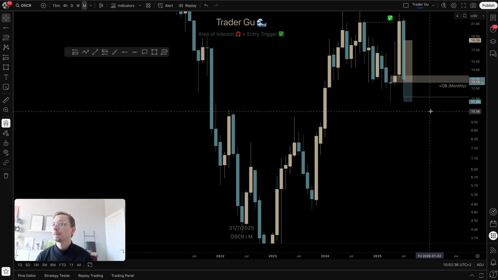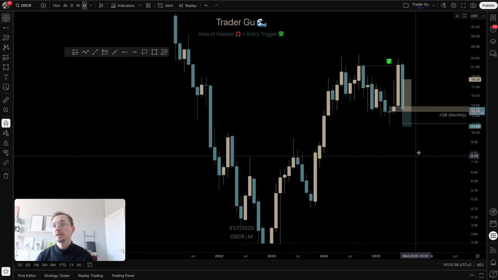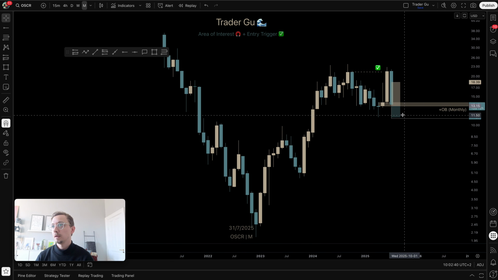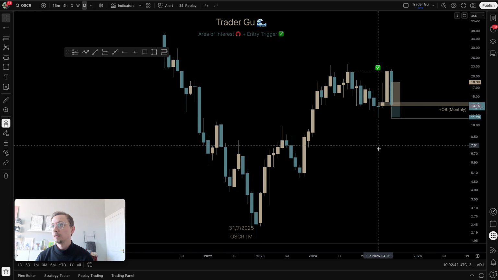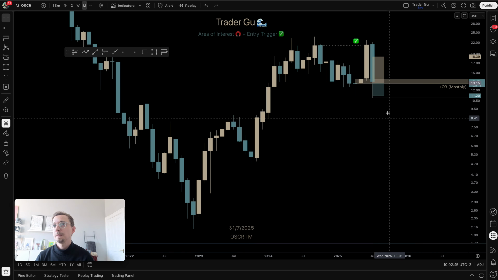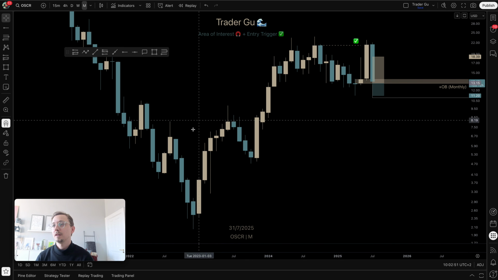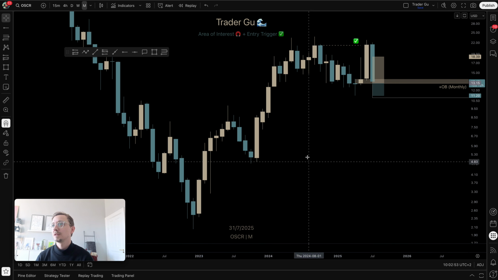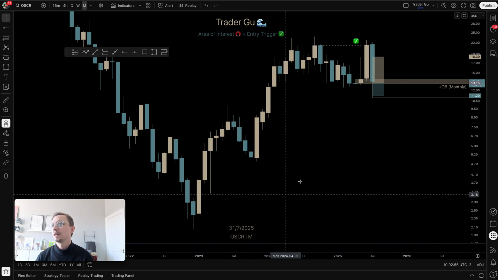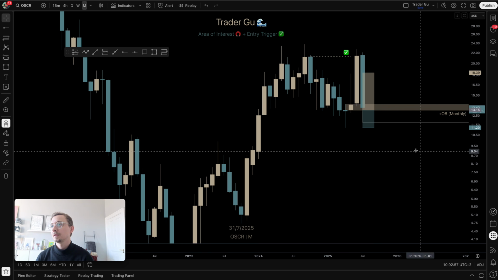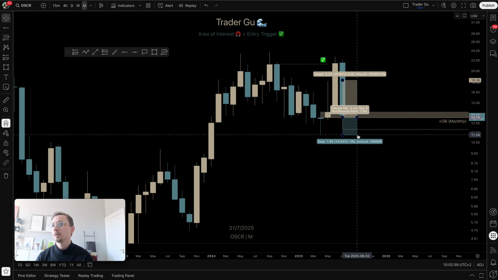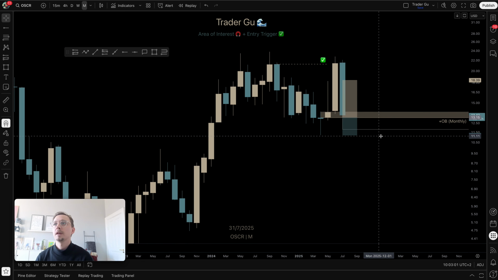And of course, if this trade does not work out and we are invalidating this monthly order block, this could be quite a bumpy road to the downside, because we have a lot of untested levels just below. So for this one, I do anticipate that I would close it completely if we are invalidating it.